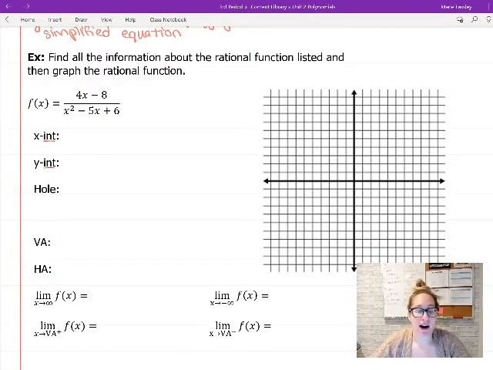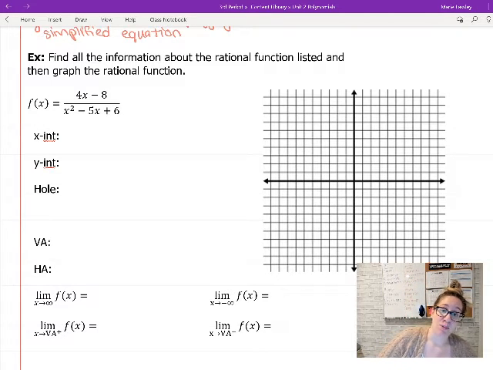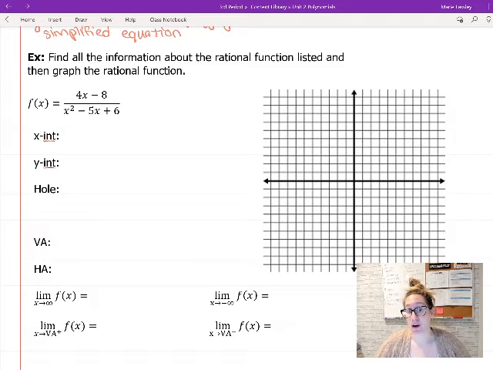Okay, so here's our problem. It just says find all the information about the rational function listed and then graph the rational function. Unlike the one that we did together on the previous video, we're actually going to start by simplifying our equation because we want to find any holes first. It's going to make our problem easier to handle.